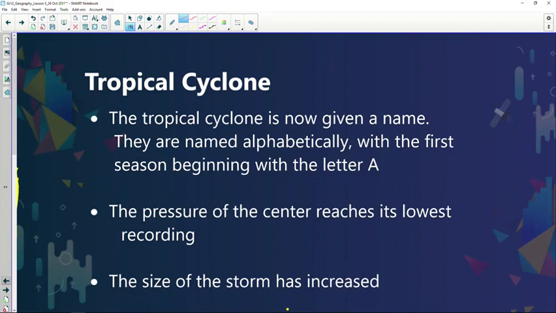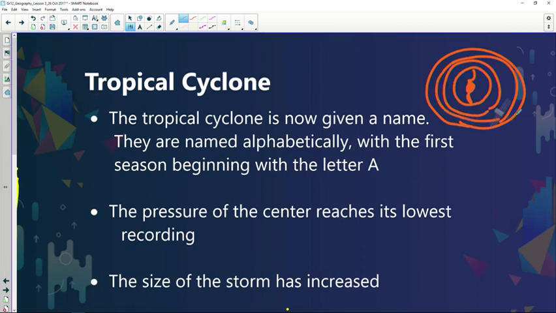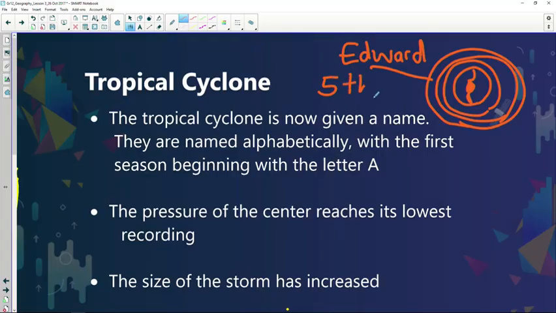Now, tropical cyclones are named according to alphabetical order. There's the I to identify it on the synoptic chart, and on the synoptic chart, they will tell you it is tropical cyclone Edward. Tropical cyclone Edward will be the A, B, C, D, E. Edward will be the 5th cyclone for the season.